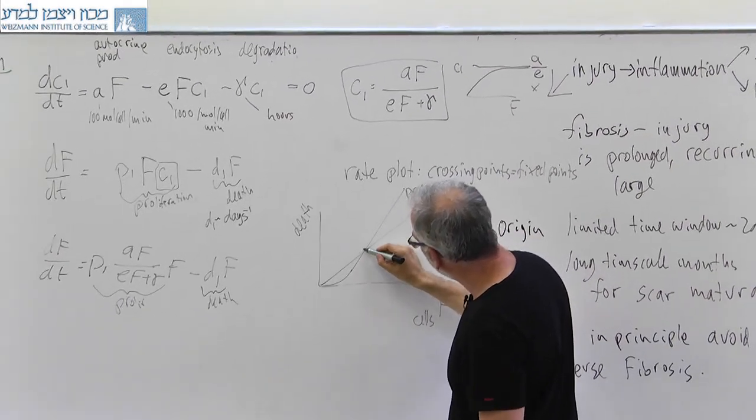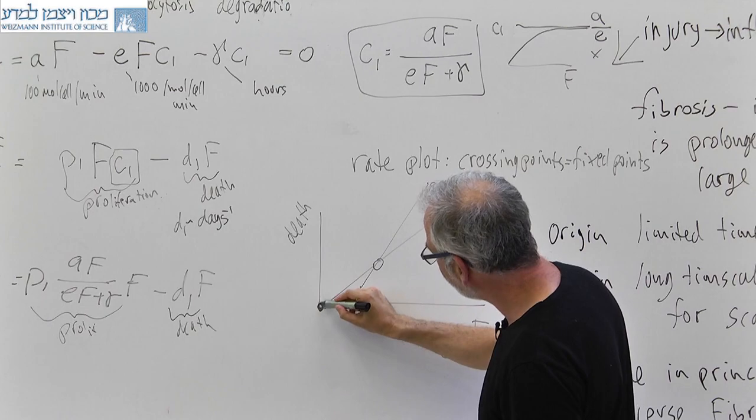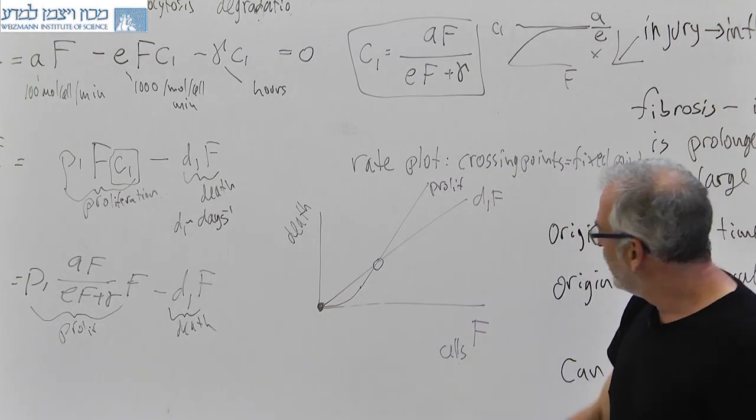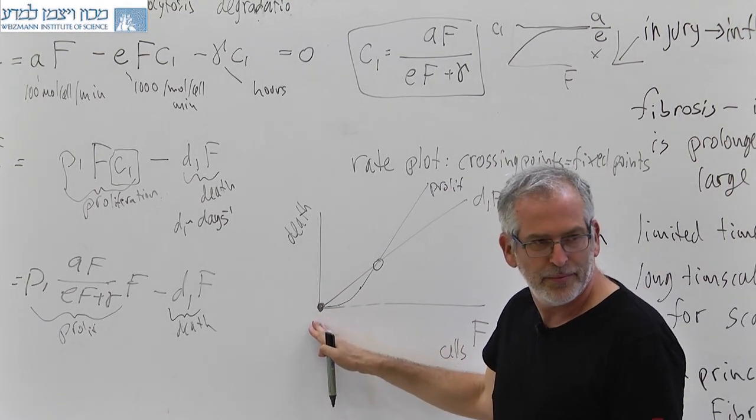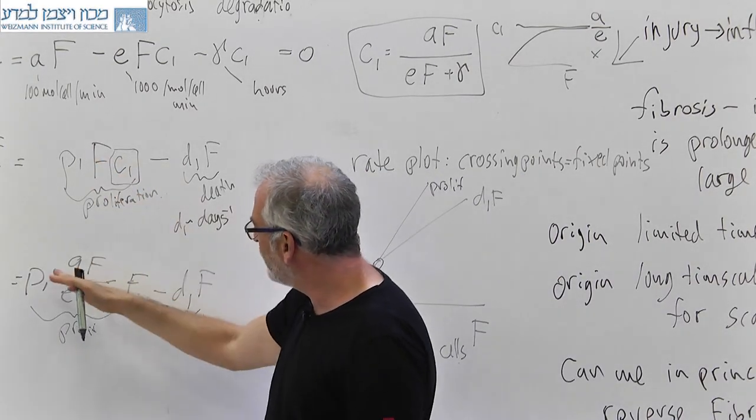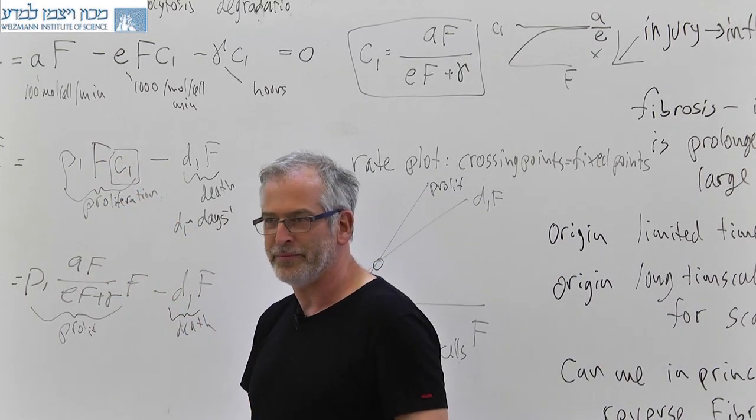And where is the crossing point? There's one here and one here. When there's zero cells, you obviously stay at zero cells because there's no growth factors, there's no cells to make more cells, you stay there.